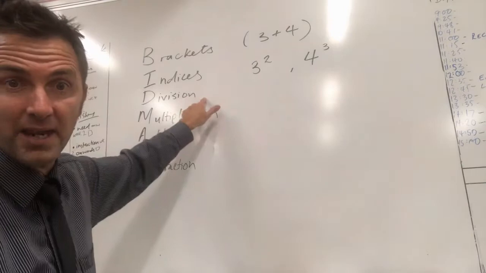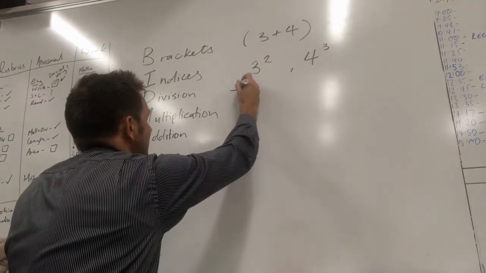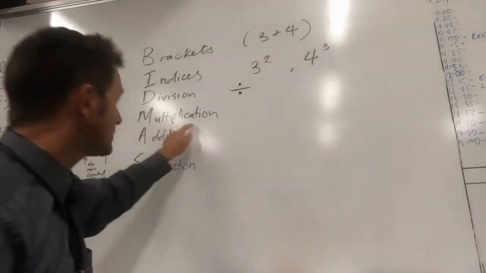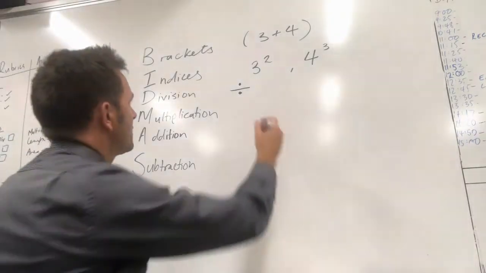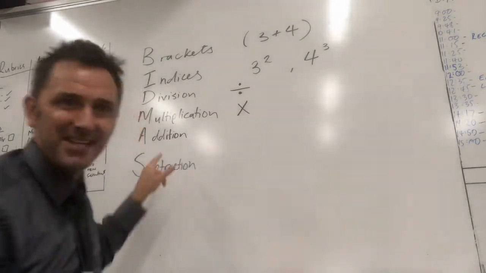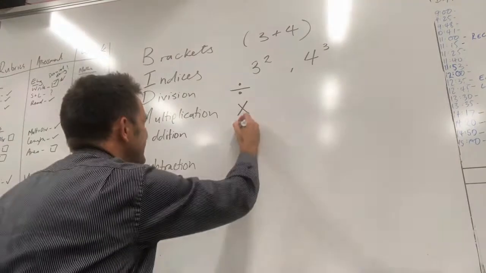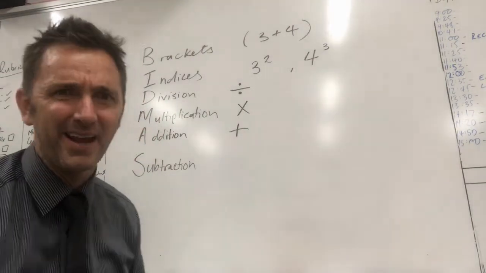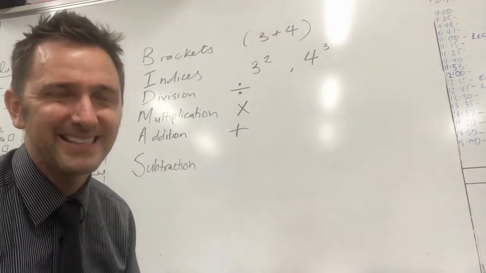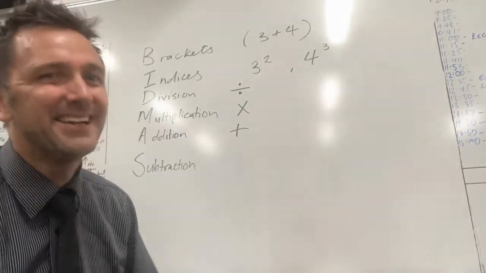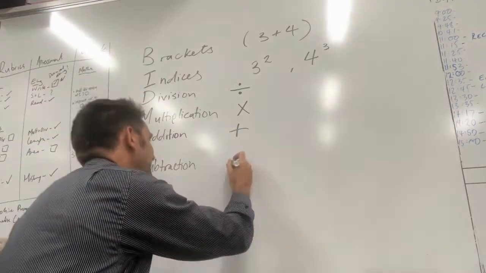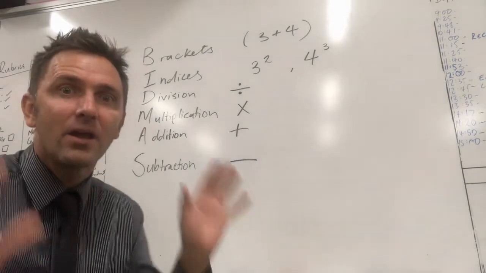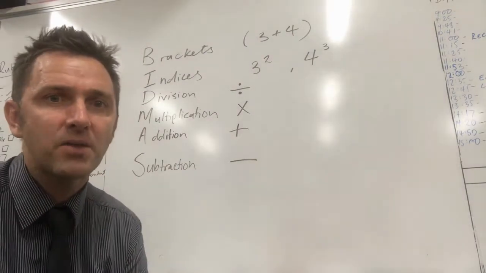Division, I think you know what division is. That comes next. Multiplication would come next. I think you know what multiplication is. Addition would come next. Do you know what addition is? And then last, but sort of least. Last but not least, no. Yes, last and least is subtraction. And that's the order you should approach a mathematical question.